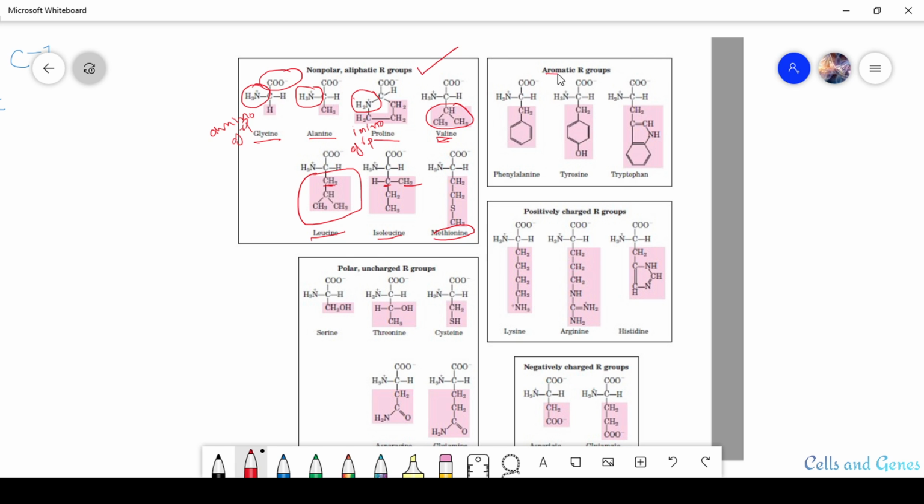Next, coming to the aromatic R groups. Those amino acids with an aromatic side chain are called aromatic R groups. The amino acids with aromatic R groups are phenylalanine, tyrosine and tryptophan.